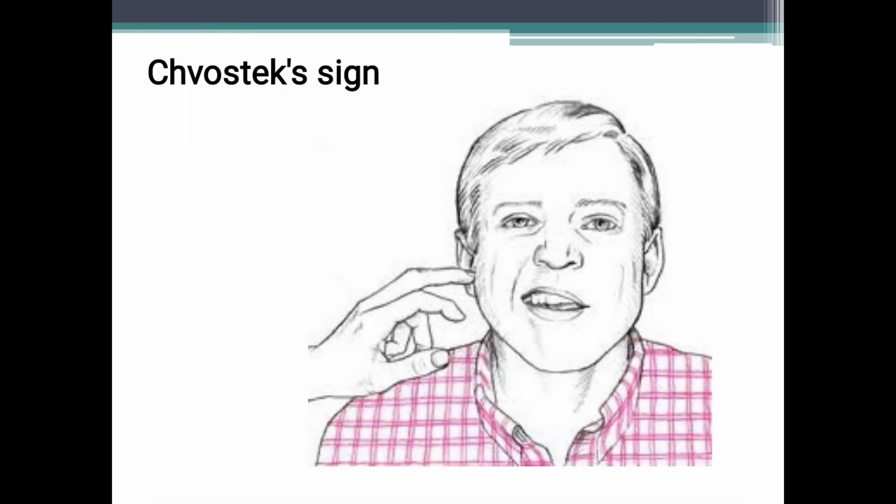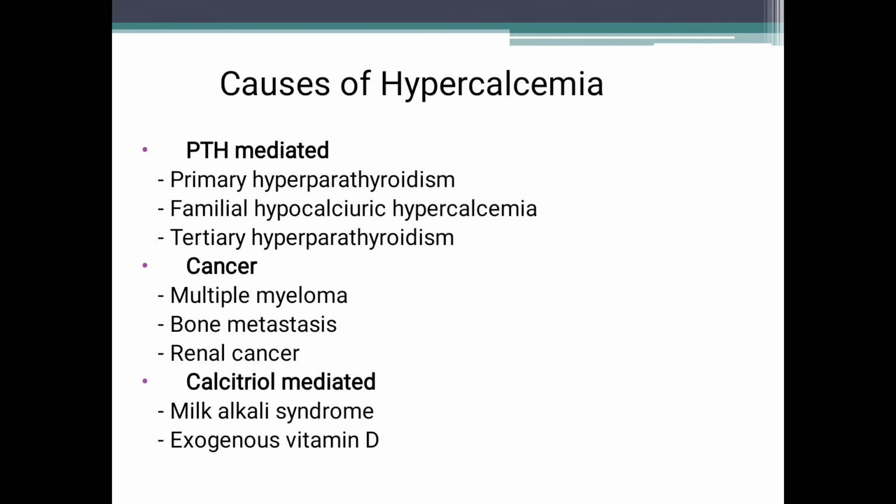And see the Chvostek's sign in hypocalcemia: tapping the angle of the jaw, there is a same-side, ipsilateral facial muscle contraction. This is Chvostek's sign.